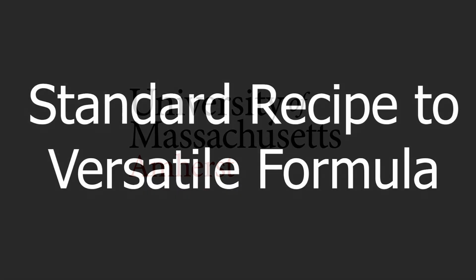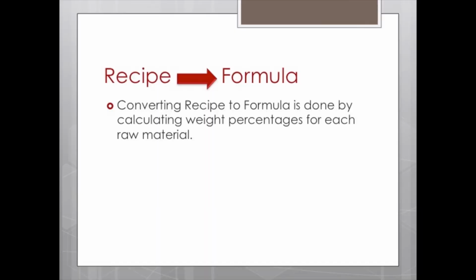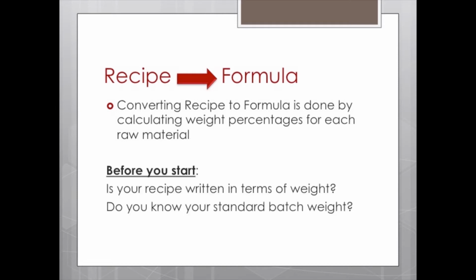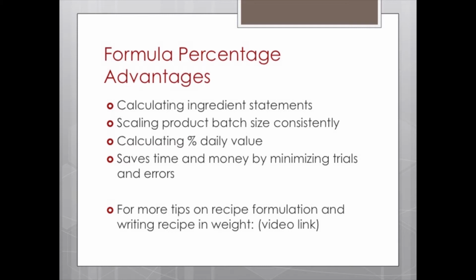Today we will be discussing how to convert a standard recipe into a versatile formula. It may sound intimidating, but it is done simply by calculating a weight percentage for each raw material. Before converting to formula, you must have your recipe written in weight measurements, and you must also know your product's standard batch weight.